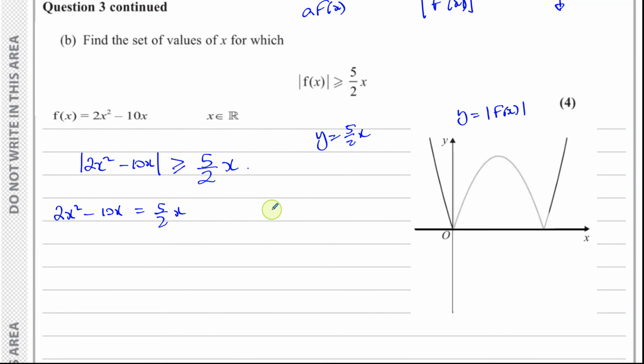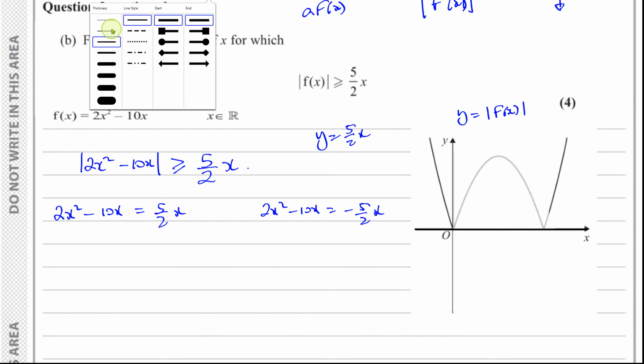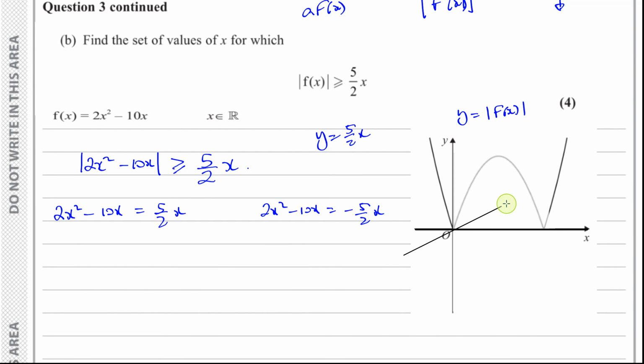Okay, and then we can also write 2x squared minus 10x equals minus 5 over 2x. In fact, graphically what we're doing here is minus 2x squared plus 10x equals 5 over 2x, because this line is going to be the same no matter what. Say that's y equals 5 over 2x. So it's going to be where this curve meets this line, and where that curve meets this line.